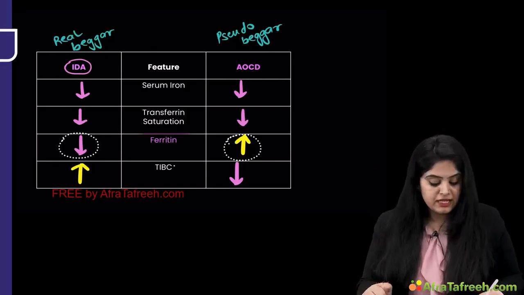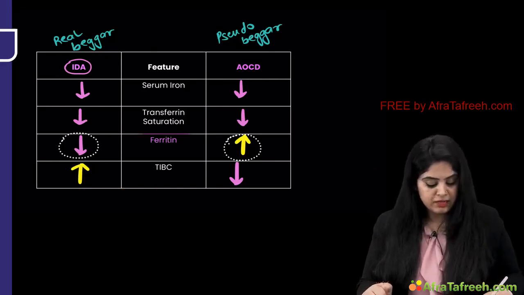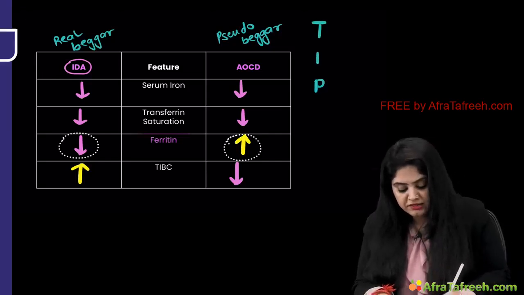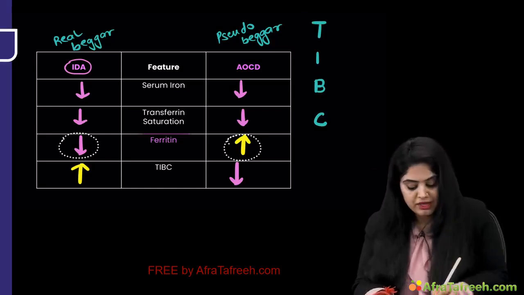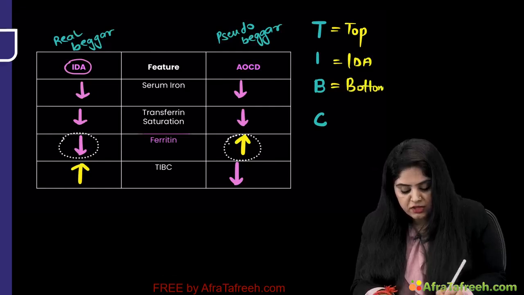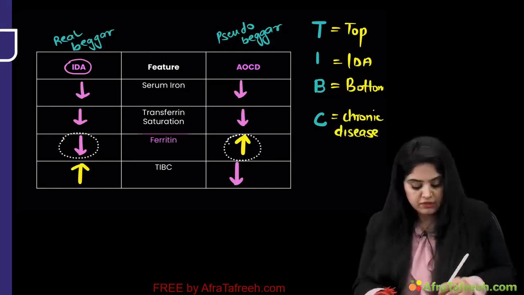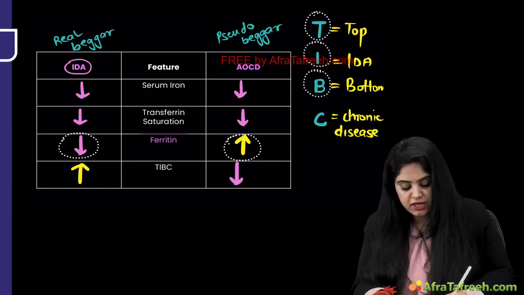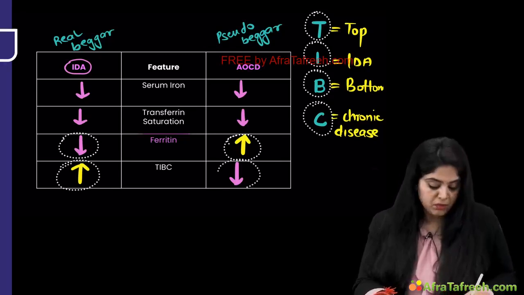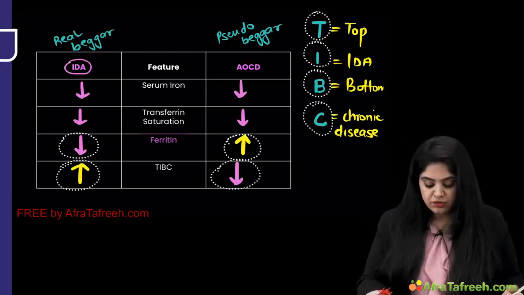Next difference, TIBC. If you forget in the paper whose TIBC was low and whose TIBC was high, you can learn it with this mnemonic itself. TIBC, total iron binding capacity, is learned as top in iron deficiency anemia and bottom in chronic disease. That is what you need to know about TIBC. Repeating, top in iron deficiency anemia and bottom in chronic disease. That is how you differentiate between them.